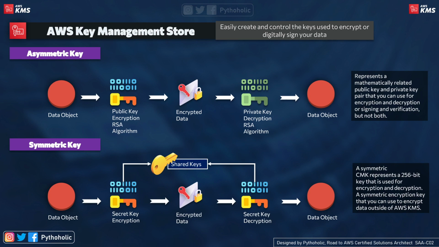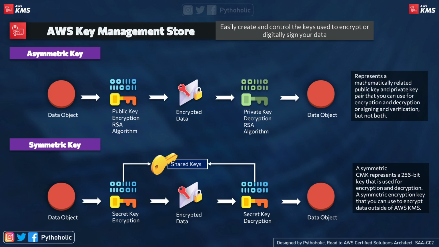So when you see the asymmetric keys here, this actually represents a mathematically related public key and private key pair that you can use for encryption and decryption or signing and verification, but not both. Imagine this data to be a text file. If I want to encrypt it, I'll use a public key to create the encrypted data and use the private key to decrypt it. So here you will have a pair of keys, one public and the other private, which you will use to encrypt and decrypt the data that you have.